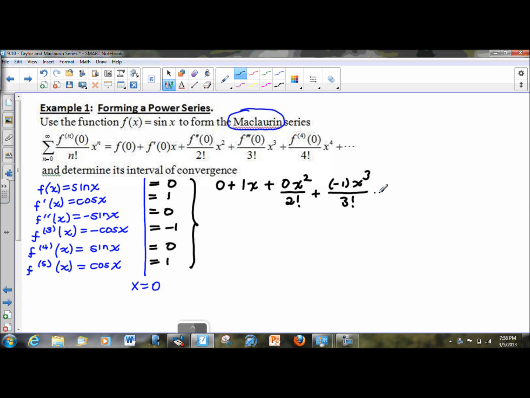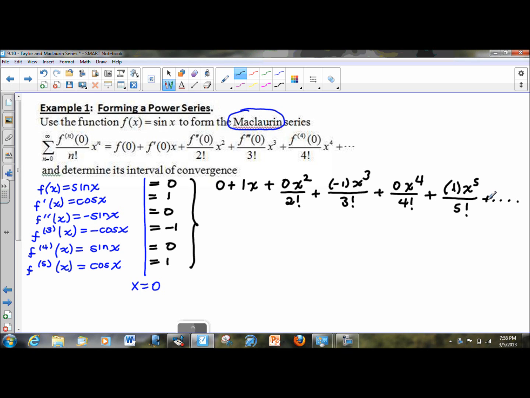Then we build up to the fourth derivative. That would be this value here, 0, multiplied by x to the fourth, over 4 factorial. And then we have our fifth derivative, 1 multiplied by x to the fifth, over 5 factorial. And as we said, this pattern would continue. We would continue in this same vein. But I think that we definitely have enough terms to start giving ourselves an idea about how we could write this as a power series.